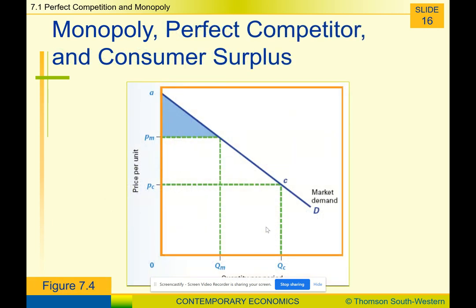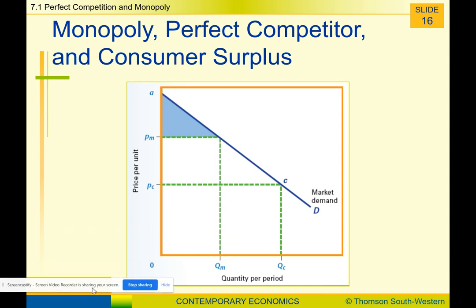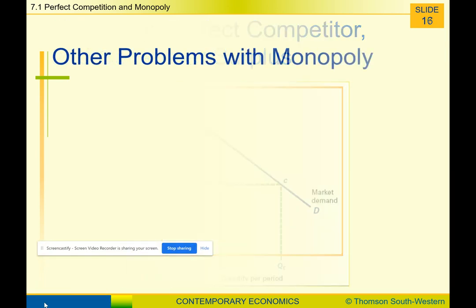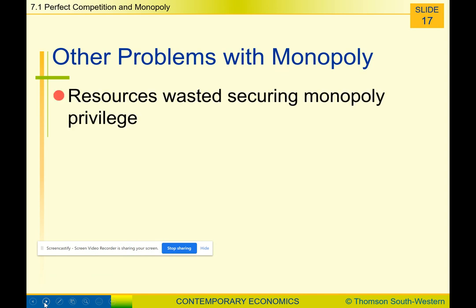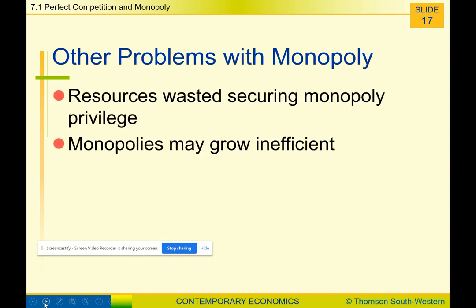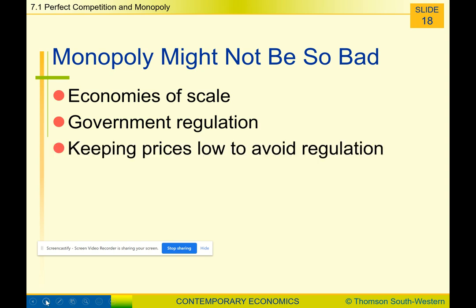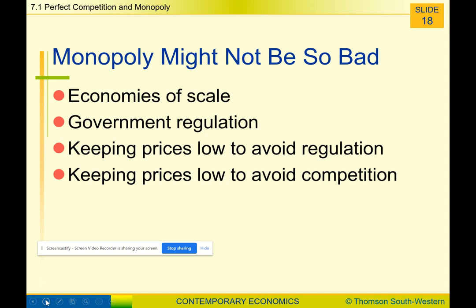Okay, so looking here. Price per unit, quantity per period, the market demand. As the price goes up for a unit, the market demand goes down. Other problems with monopolies: resources are wasted securing monopoly privilege. Monopolies may grow inefficient. However, economies of scale are a good idea. We love government regulation, right? Because it protects the people. However, we'll get into that. Keeps prices low to avoid regulation. Keeps prices low to avoid competition.